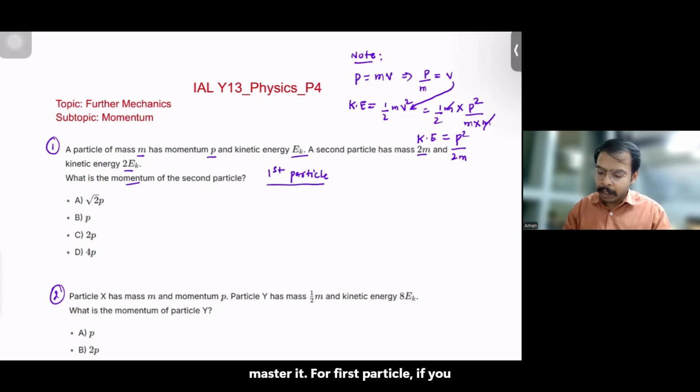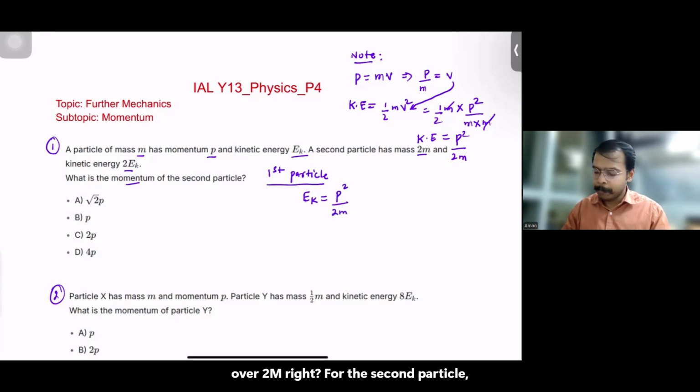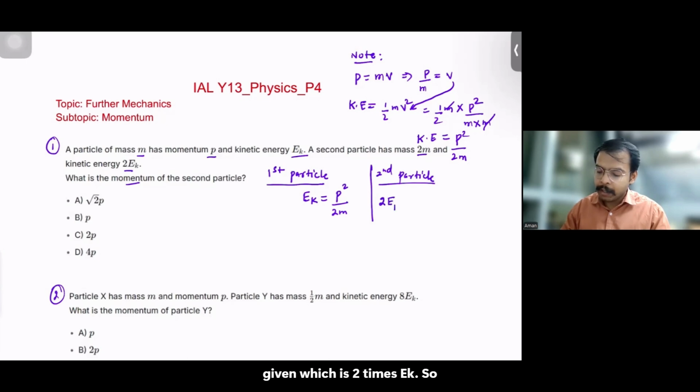For the first particle, use the same formula: kinetic energy is momentum squared over 2m. For the second particle, do the same thing. Its kinetic energy is given, which is 2 times Ek. So 2Ek equals the momentum, which you do not know, so just call it p prime, squared as per the formula, divided by 2 times the mass of the particle. The mass of the particle is given as 2m.